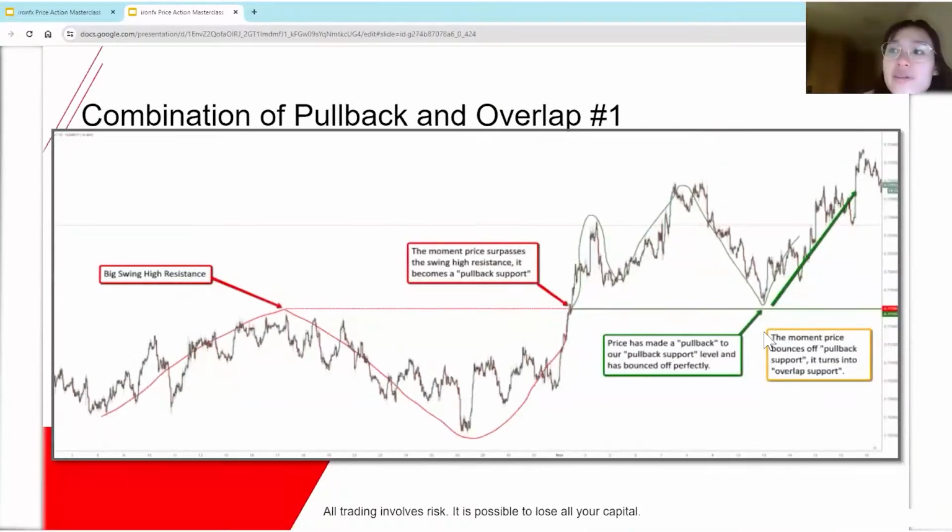Okay, so here we have a big swing high resistance here. The moment price surpasses the swing high resistance, it becomes a pullback support. And once we see price pull back to that pullback support level and bounce off of it perfectly, that then becomes an overlap support.